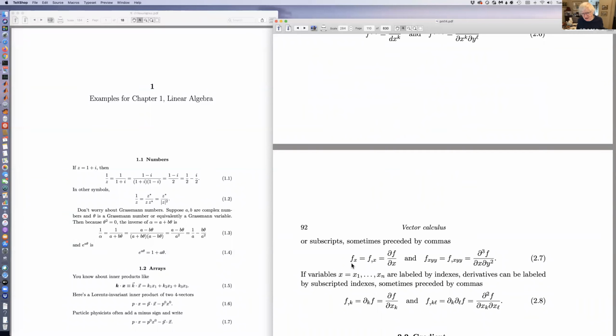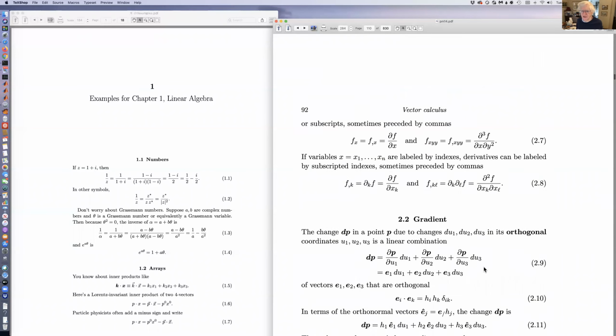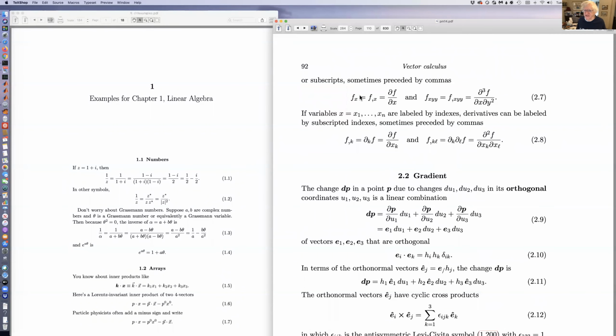Another notation that's common is f sub x, or f sub comma x, and that means d by dx. And if you have a triple derivative, then it's f sub xyy, and that's the third derivative of f with respect to x and twice with respect to y. What's often done, especially in general relativity, is to label variables by indexes. And for example, f comma k will be the derivative.